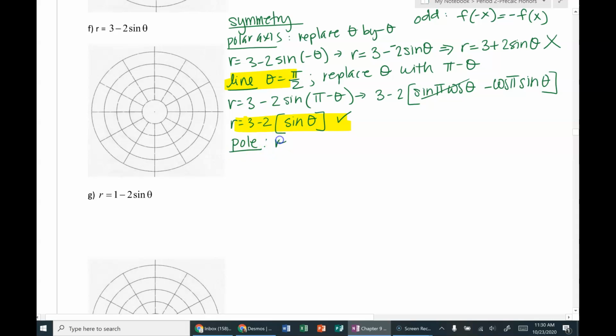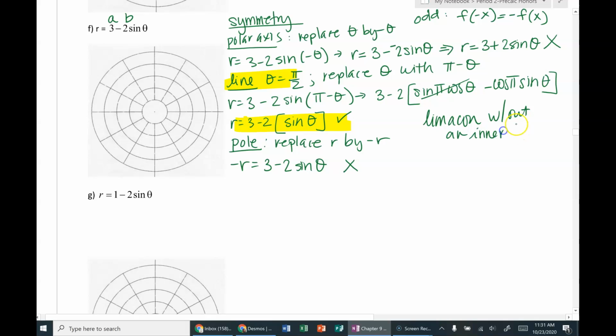Okay, so the pole said replace r by negative r. And immediately you can tell that it's not going to be symmetric, so we can just X that out. All right. So based on what we just studied or wrote down the definition for limacon without an inner loop, right? Look at your a. Your a is 3, your b is 2, and a is bigger than b. So this is a limacon without an inner loop, okay?